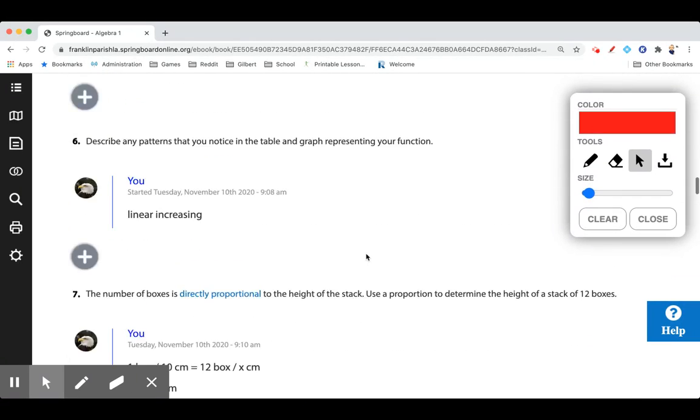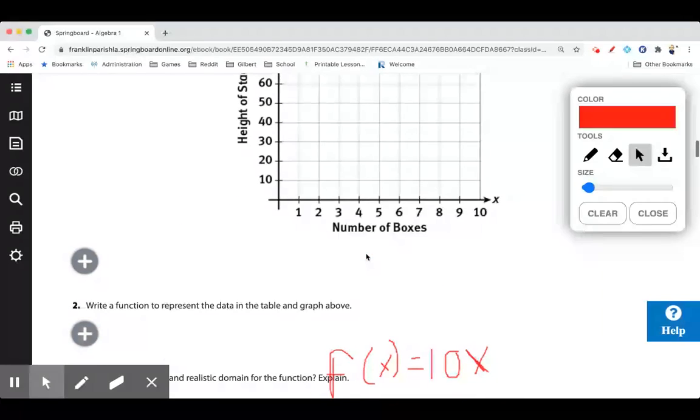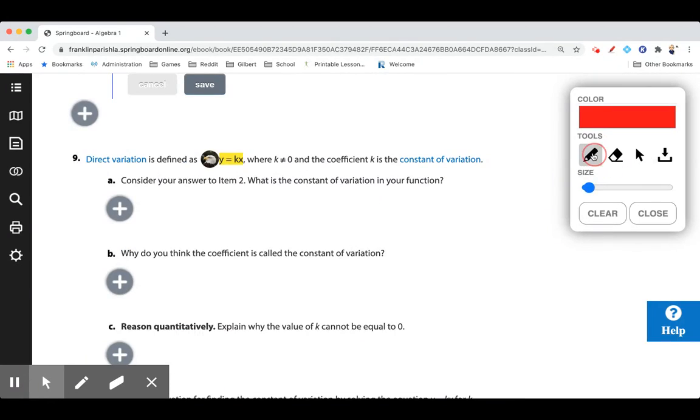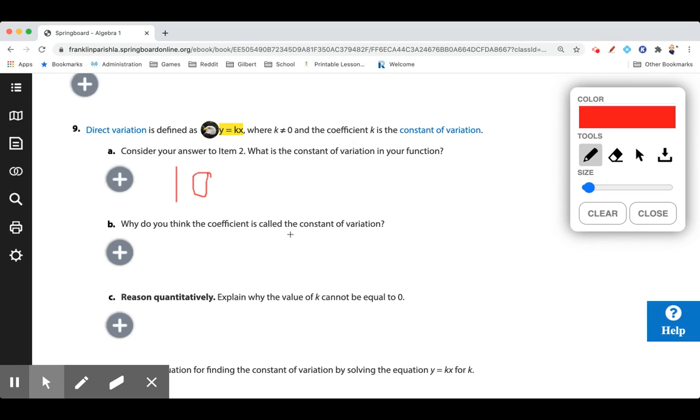What would the constant of variation be in this function? For number 2, when we wrote it, 10x, 10 is our constant of variation. What do you think the coefficient is called? The constant of variation. Well, remember, think what constant means. It stays the same. Variation is how much it changes. So I think the coefficient is called the constant of variation because it represents that all of the variables change by this same amount. So it's the amount that it changes constantly.